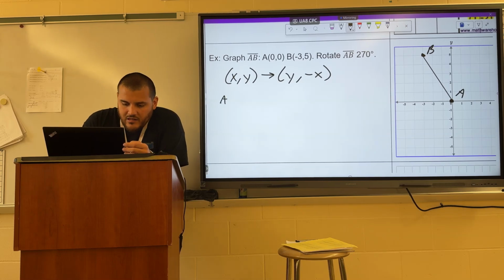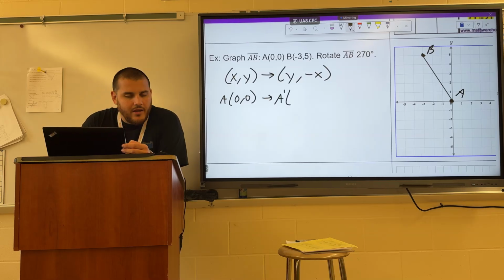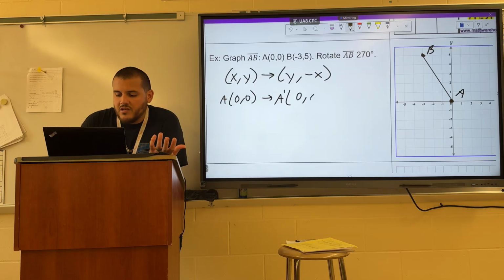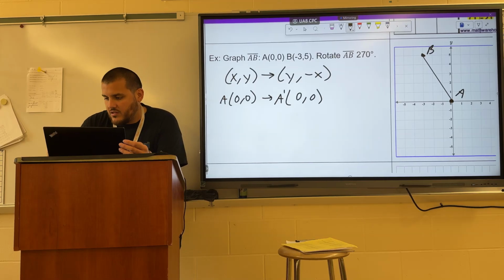So point A started at 0, 0. That transforms into A prime. Remember, zeros don't have signs. They're not positive or negative. So switching these just results at the same location. So this is still going to be A prime.